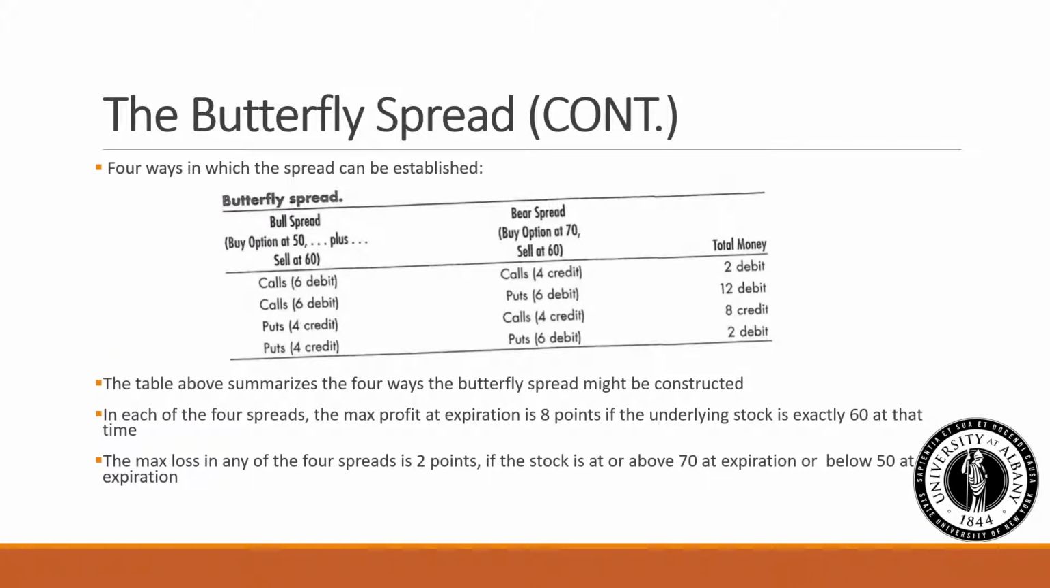So in this example, you can see the four different spreads that can be established. This table above summarizes the four ways the butterfly spread might be constructed. In each of the four spreads, the max profit at expiration is 8 points if the underlying stock is at exactly 60 at that time. The max loss in any of the four spreads is 2 points if the stock is at or above 70 at expiration or below 50 at expiration.